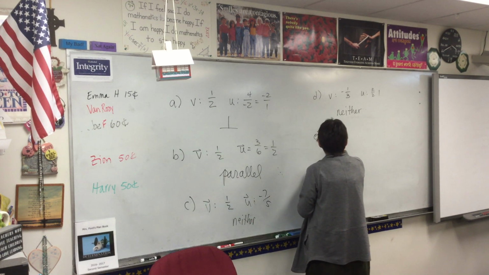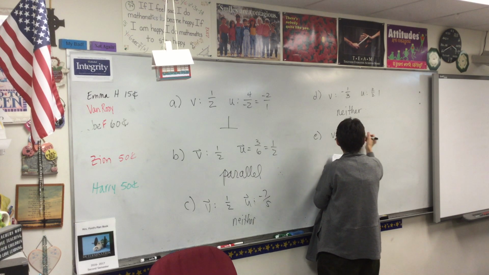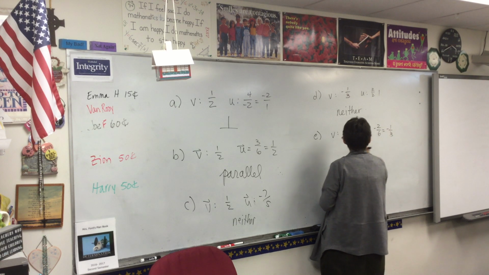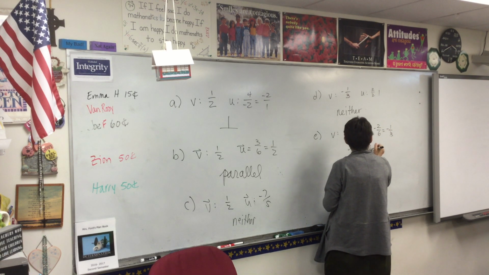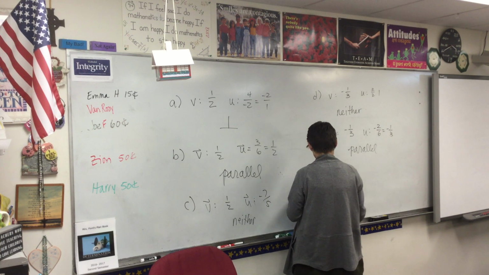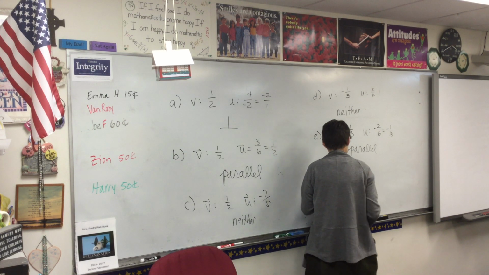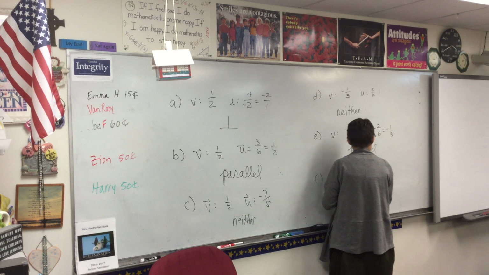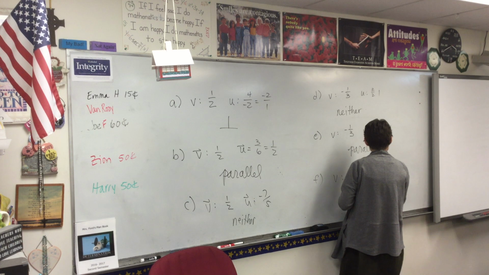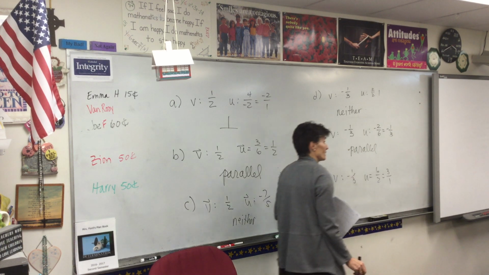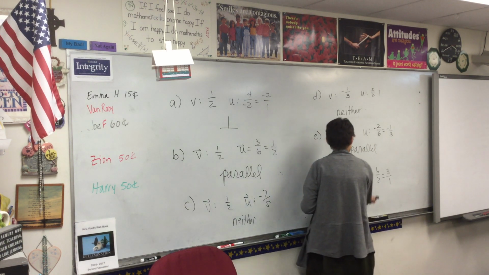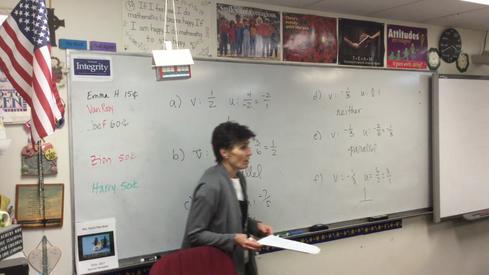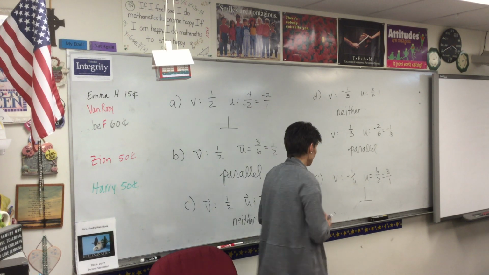E, negative 1/3 is V, and U is negative 2/6, which is negative 1/3, so those are parallel. In F, V is negative 1/3, and U is 6/2, which is 3 over 1. Those guys are perpendicular. Let's use the vector word since we're talking about vectors, so we'll say they are orthogonal.